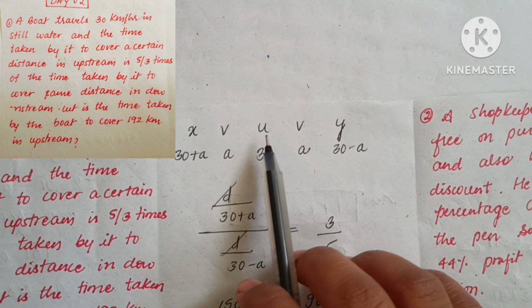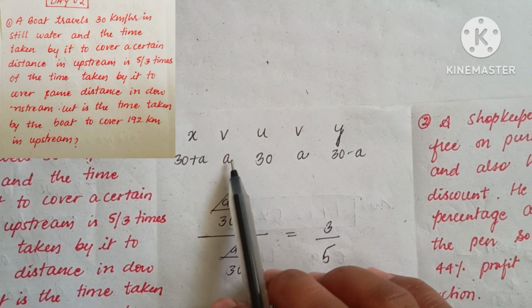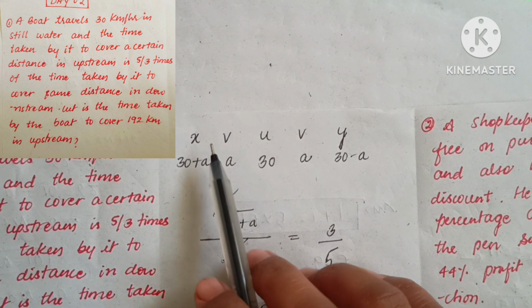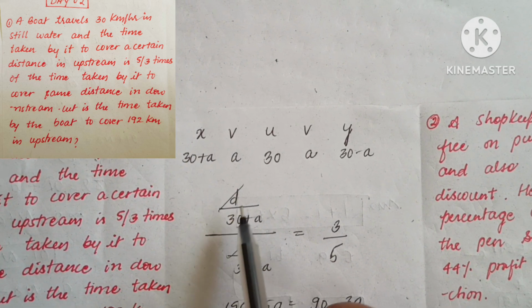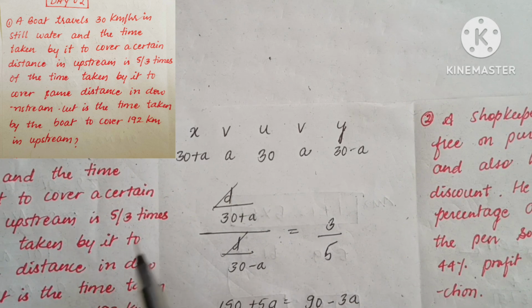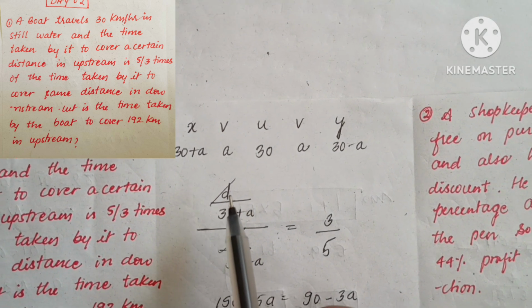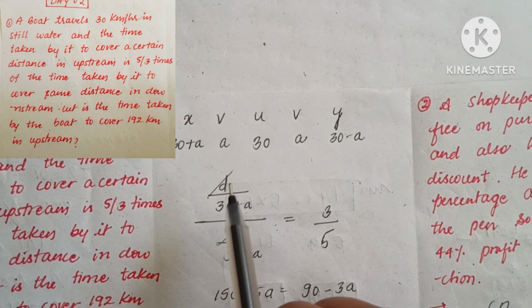So here we already got the still water speed, that is 30, and we don't know what is the speed of the stream, that is A. So here the speed of the boat in downstream will be 30 plus A. And since they have mentioned that the boat is covering the same distance while going upstream and downstream, I have simply taken D as the distance it traveled.